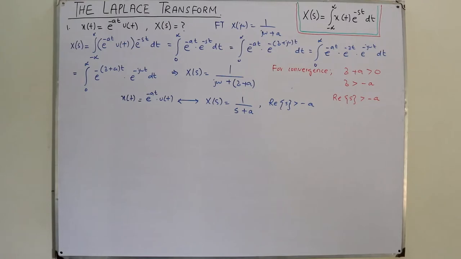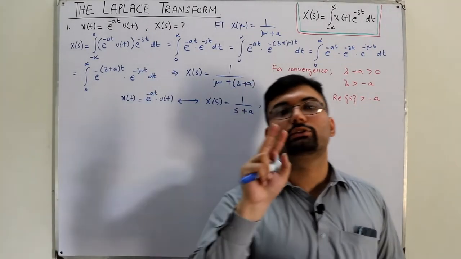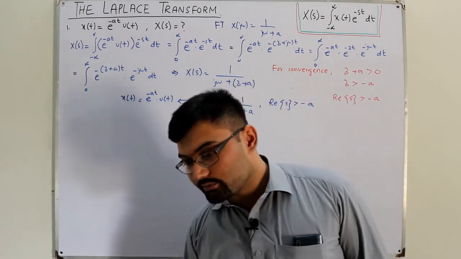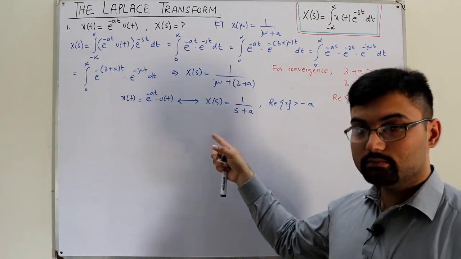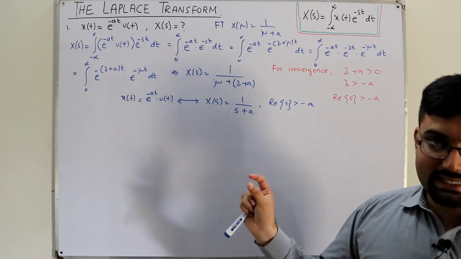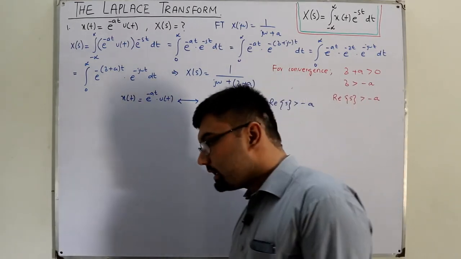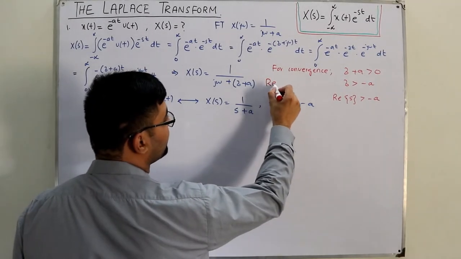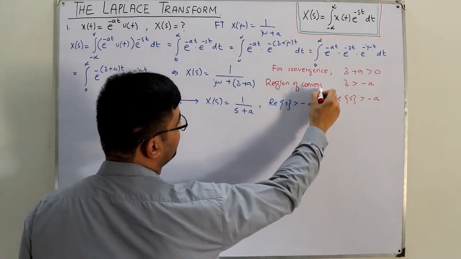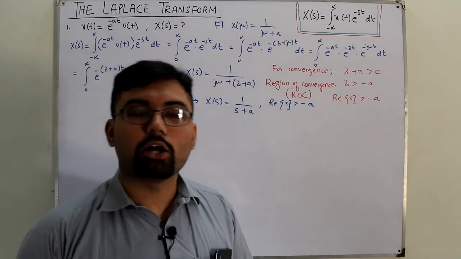So we have learned that the Laplace transform is not only an algebraic expression. The Laplace transform is completely characterized by two things. Write it down, please. Number one, the algebraic expression for x of s. Number two, the values of s for which this expression is valid. And that we call the region of convergence, in short known as the ROC, and we also draw it graphically on the complex s plane.